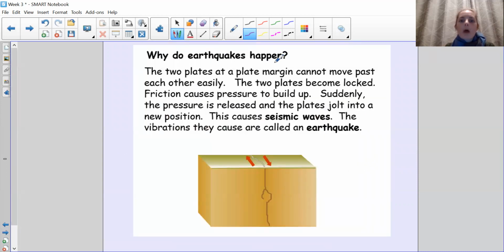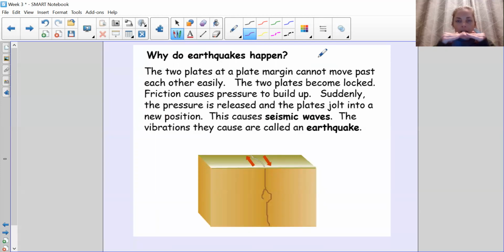So let's have a look at why earthquakes happen. When these two plates come together, they are often passing one another, okay? And when they come together and they cannot pass one another, they become locked. So imagine your fingers are two plates, and they're drifting together over time, and suddenly they come together and you can't push your fingers any further towards each other. Something has to happen. So this friction causes pressure to build up.